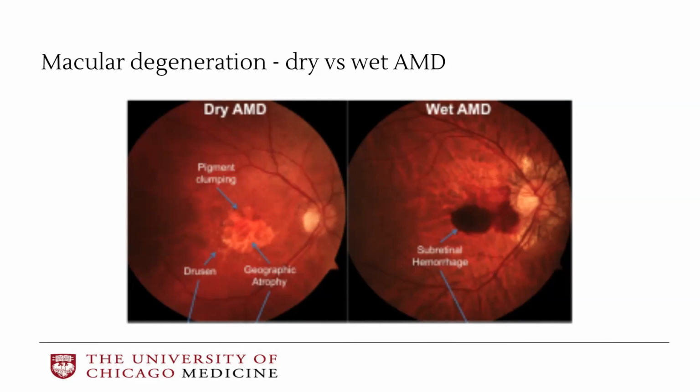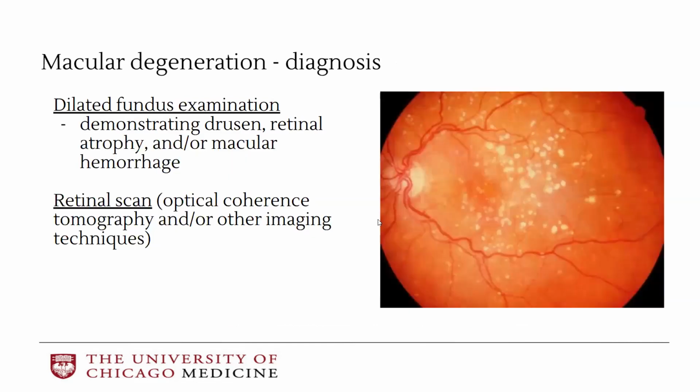So wet meaning fluid, and that can either be detected by looking, or your ophthalmologist might get a specialized retinal scan that actually shows the fluid. So again, the diagnosis of macular degeneration is by getting a dilated eye exam. And it's a good idea to have a dilated eye exam once a year. So the drusen will be seen, the atrophy will be seen, and if it's wet AMD, then there will be fluid or hemorrhage.